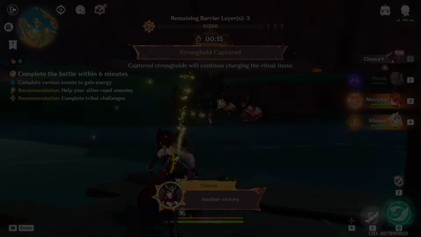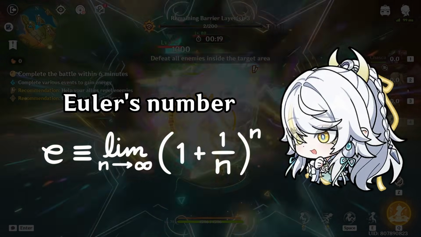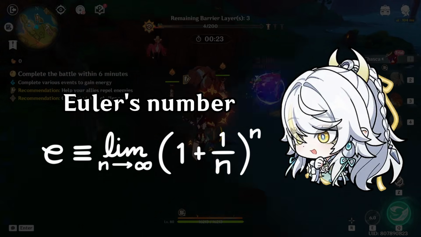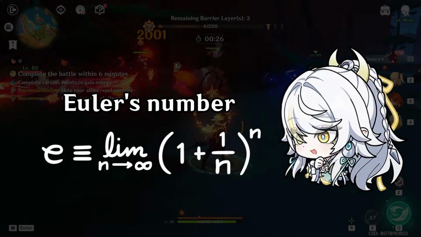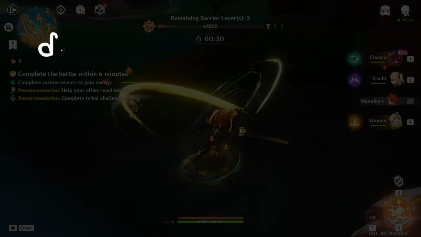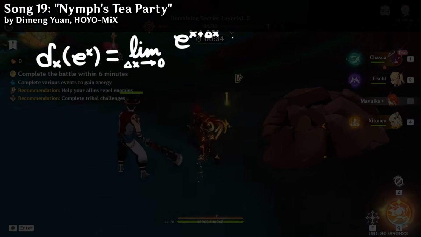For the second example, I'll do a hard one. Euler's number, in my opinion, is one of the most important numbers ever. In any case, it was first defined as shown. The thing about Euler's number is that its exponential has a very special derivative. So let's calculate the derivative of e to the x.